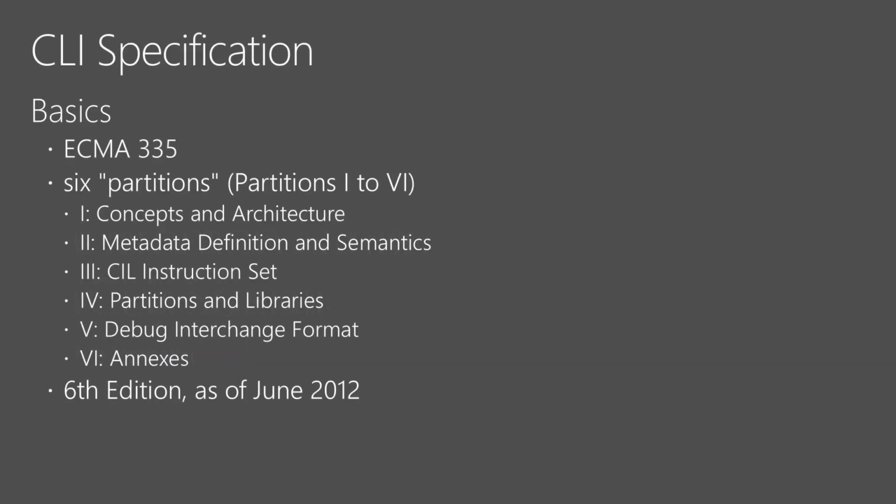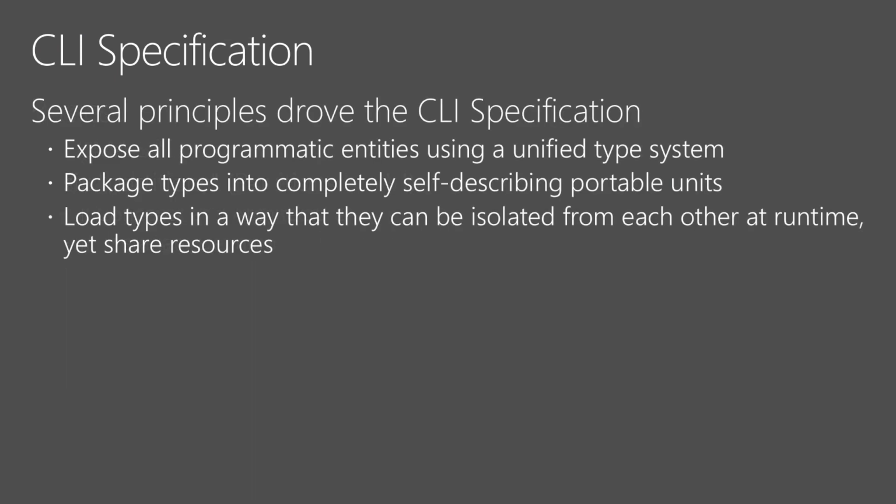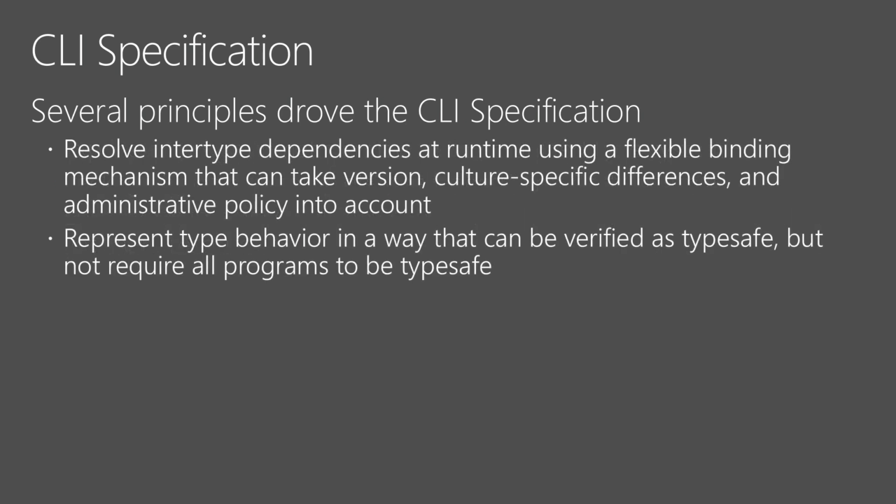The CLI itself, for those of you who are curious, is broken into 6 different documents, what they call 6 partitions. And the idea behind the CLI spec, in the words of the authors of these documents, is that we want to bring a unified type system. We want to package types into self-describing portable units, aka assemblies. We want to be able to load types in a way that they can be isolated when necessary. This is kind of the whole app domain concept, which was considered to be really important at the time and probably isn't as much today given the whole rise of containers and Docker and whatnot.